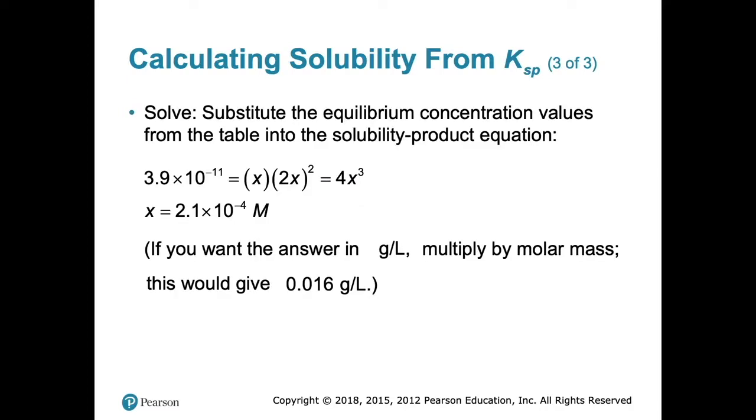Where you have 3.9 times 10 to the negative 11 equals x times (2x) squared. Remember that the 2 from the coefficient becomes an exponent. And so you just combine like terms and you get 4x cubed. So what do you do now? What do you do when you have a 4x cubed? How do you solve for x when you have a cube?